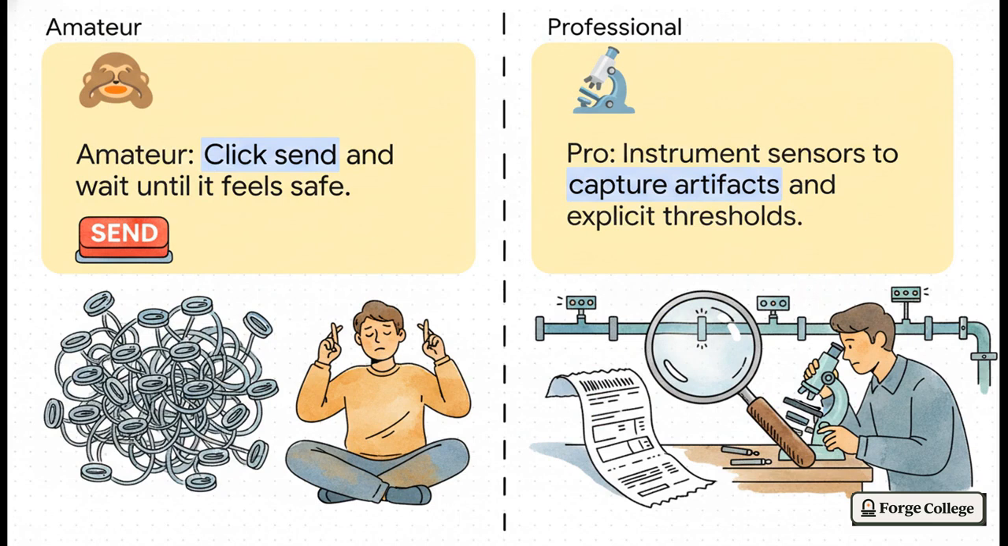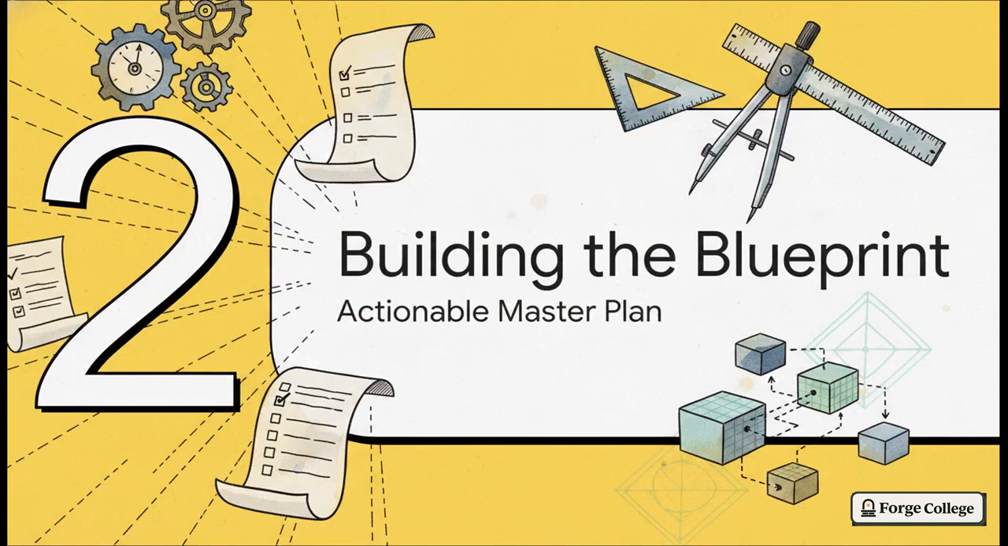You know, this right here is the exact difference between an amateur and a pro. Amateur testing is hitting send, staring blankly at a block explorer, and waiting until you feel this warm, fuzzy sense of safety in your gut. Professional simulation, on the other hand, means we instrument sensors to capture concrete artifacts, and we demand explicit numerical thresholds. We're completely leaving that fingers crossed methodology in the past and adopting the rigorous discipline of explicitly logging every single event.